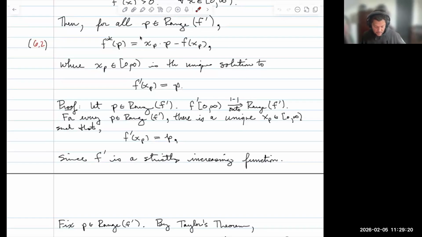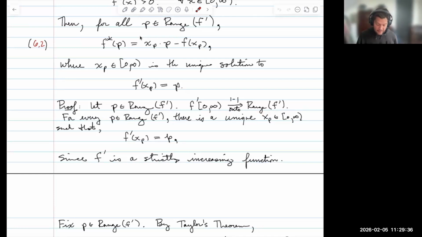Suppose that p is in the range of f prime. f prime from 0 to infinity into the range of f prime is a one-to-one onto function. So why is this the case?